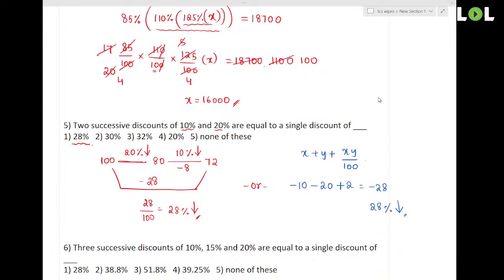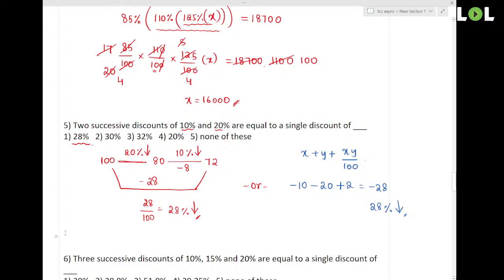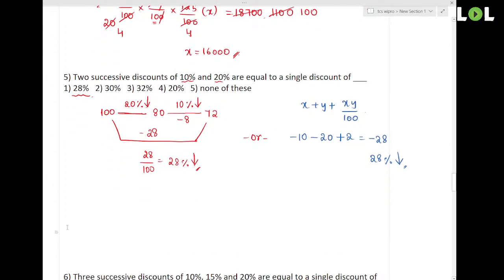Am I clear with this question, everybody? Okay, then it is fine, Tarun. Not a problem. Everyone, did you understand this question? Remember what is the important point here? You must remember: discount means a decrease.